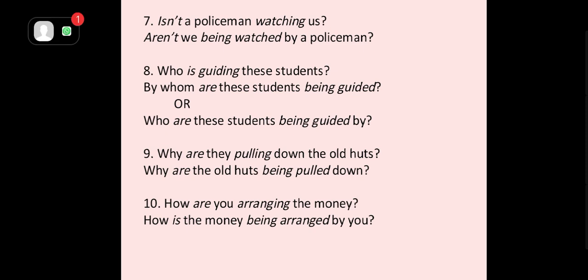We know that two answers are possible, so I have written our answer both ways. First: By whom are these students being guided? Or: Who are these students being guided by? Understood? I have explained this. We can write "by" at the beginning, and there "who" will change into "whom". Or we can write "who" as it is, and in that kind of transformation we have to write "by" at the end, and make other changes as per our key.